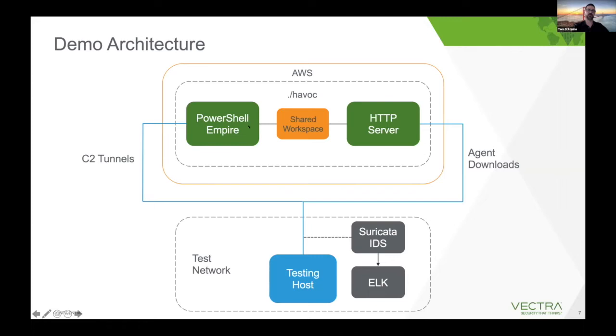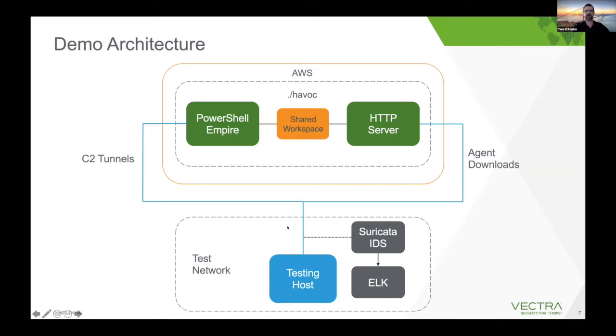In fact, there's going to be multiple PowerShell Empire containers. We set up listeners on them that will enable us to establish multiple command and control tunnels. And in order to establish those tunnels, you have to generate agents, which need to be sent down to the testing host and executed. So we're going to share those agents in our shared workspace so that they can be downloaded from an HTTP server. The testing host is going to pull those agents down from the HTTP server, and then execute them and establish a tunnel back to PowerShell Empire, the various containers.